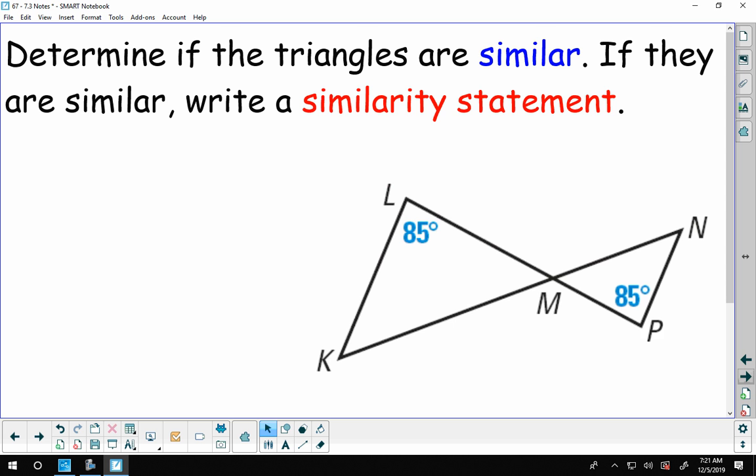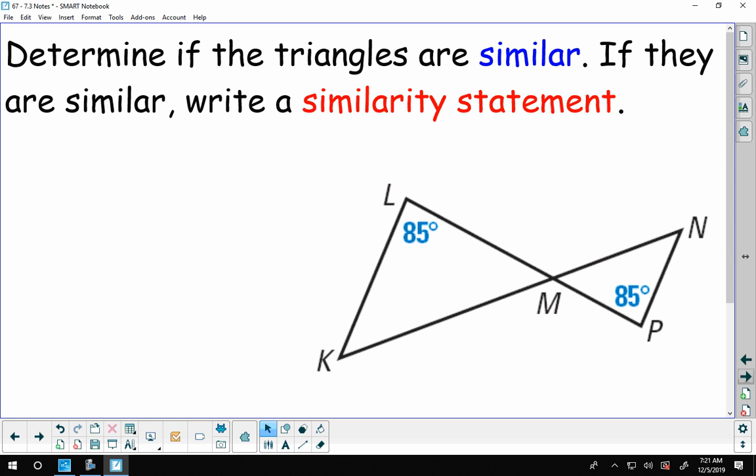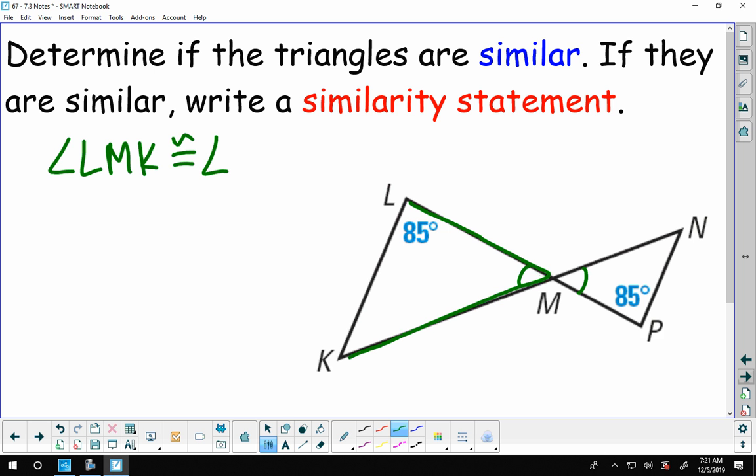There we sort of had the reflexive property, right? Angle R is congruent to angle R. It's congruent to itself because it's the same angle. Here we have vertical angles. So we know that this angle is congruent to this angle because they are vertical angles. So we can name this angle LMK is congruent to angle PMN.